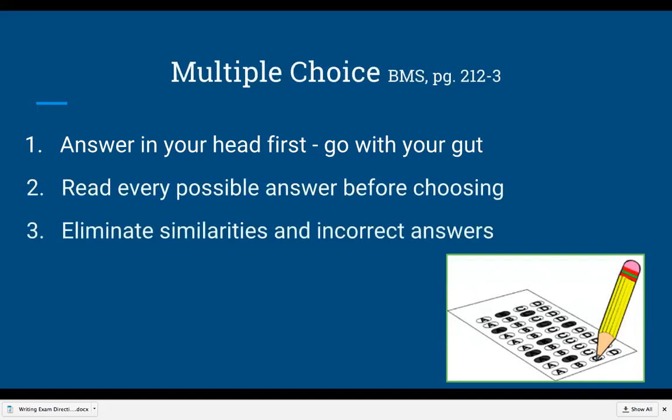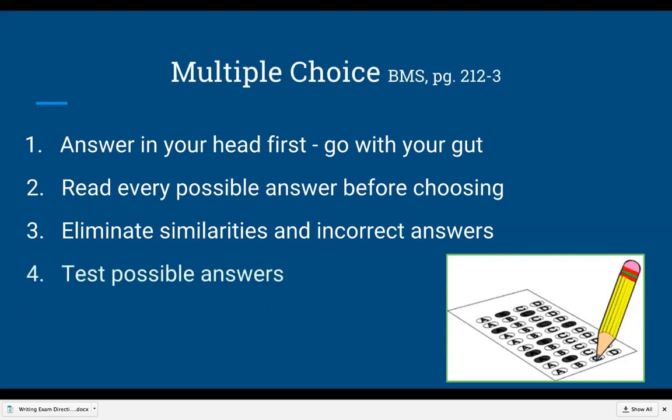If you don't see your answer there, eliminate any answers that look similar. So you might have two options that are very similar, or two options that are complete opposites. And what you want to do is eliminate what you already know is completely untrue. And then when you look at the similarities, ask yourself, what is more true? What is closer to the truth? And eliminate the one that isn't.